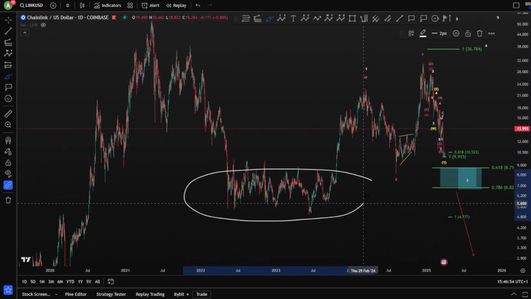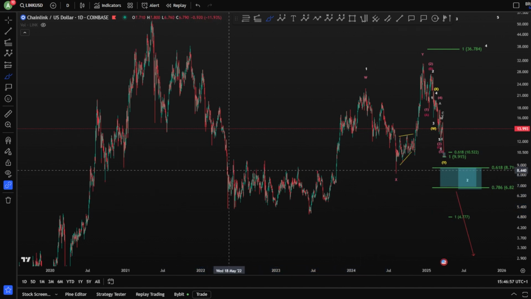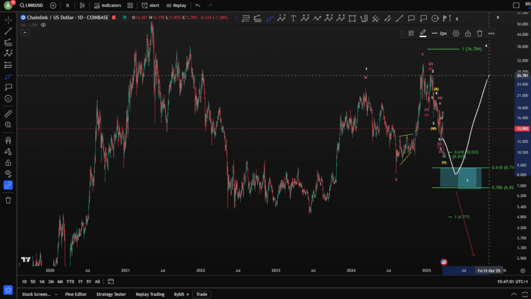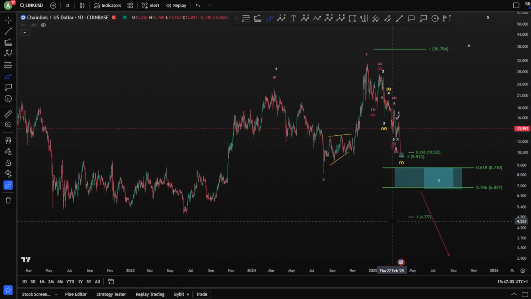And especially that this stronghold is hard to break, in this area, meaning Link might of course come back here and move continuously toward the upside.